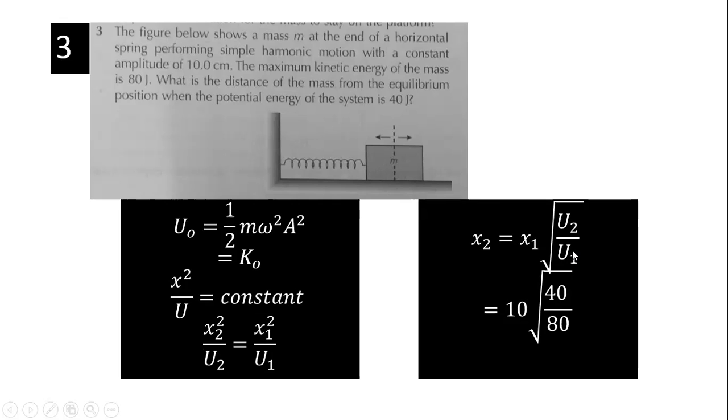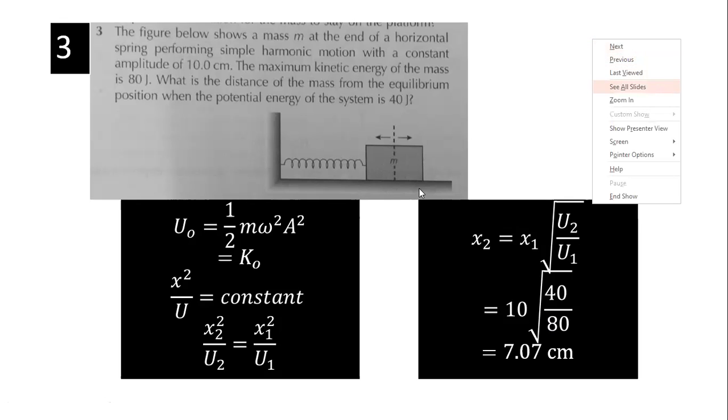Then U1 is the maximum potential energy, since this is the amplitude. Maximum kinetic or maximum potential is the same thing, that's why we are using maximum potential energy. Use your calculator: 7.07 cm. Okay, let's go to the next one.